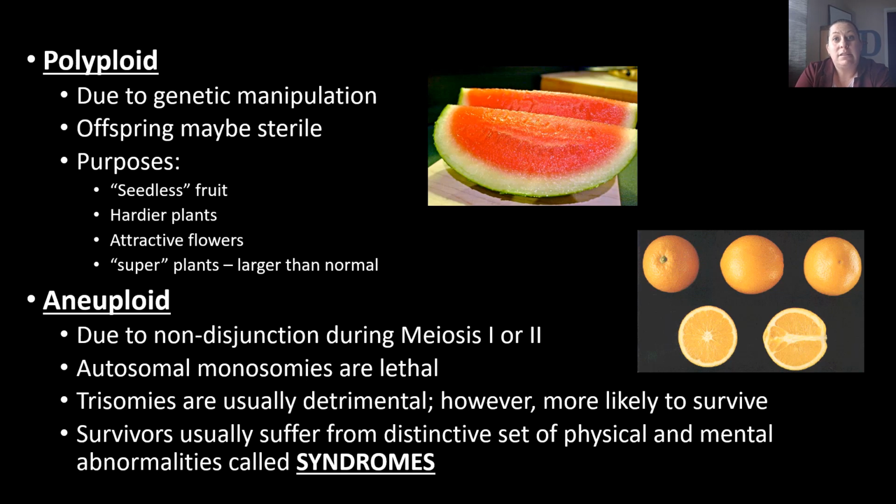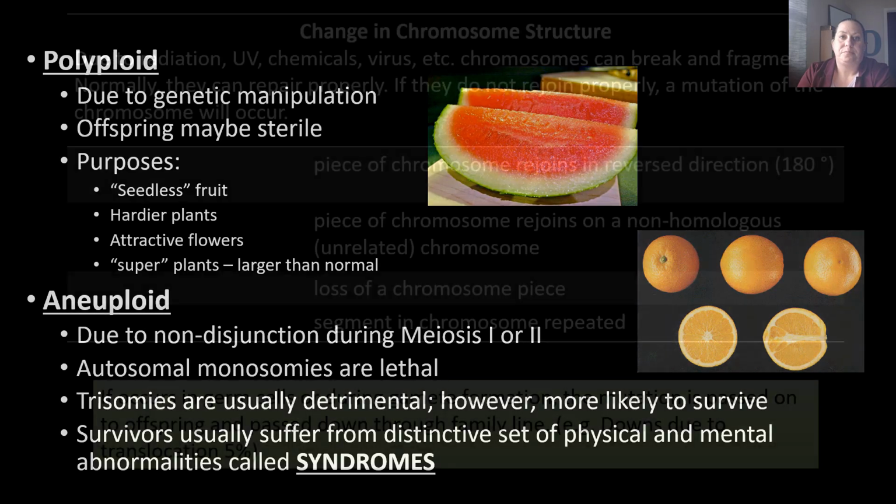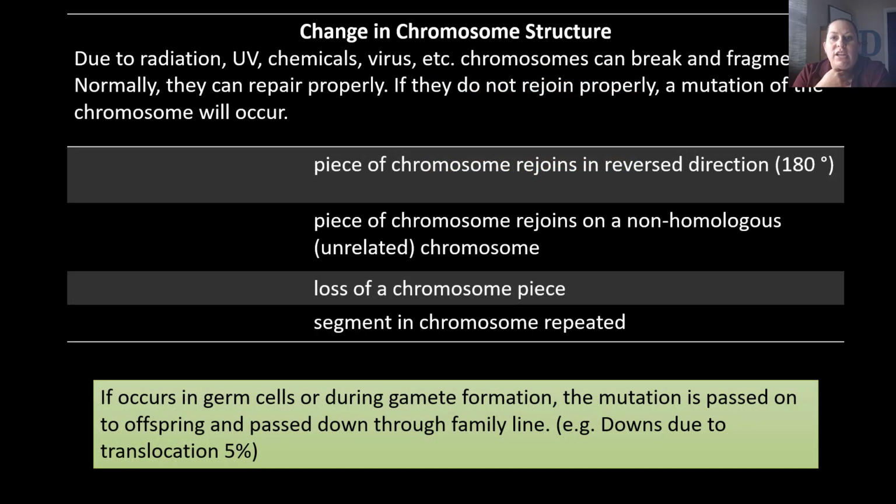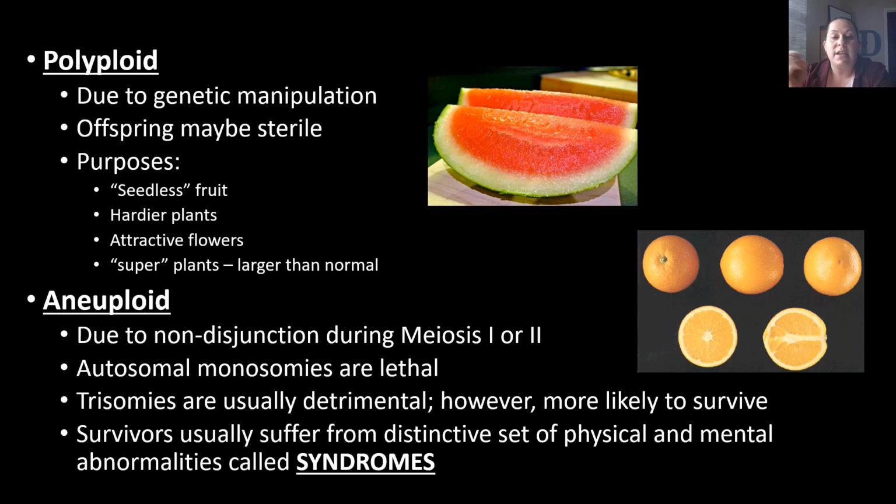You've probably heard of Down syndrome. It's a trisomy where you have 3 copies. Okay, and that's 3 copies of chromosome 21. And so this is why it gets that term as a syndrome. Not all Down syndrome people have all the same kind of physical and mental abnormalities, but they do contain certain ones. So when you have a change in the chromosome number, these are all examples when the chromosome number is messed up.